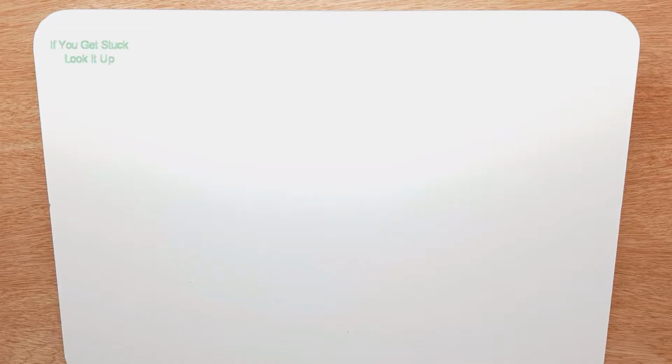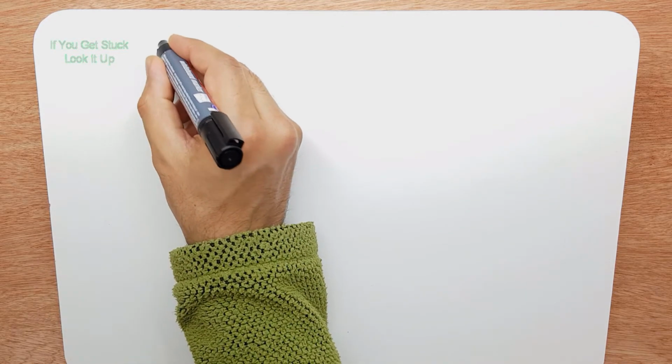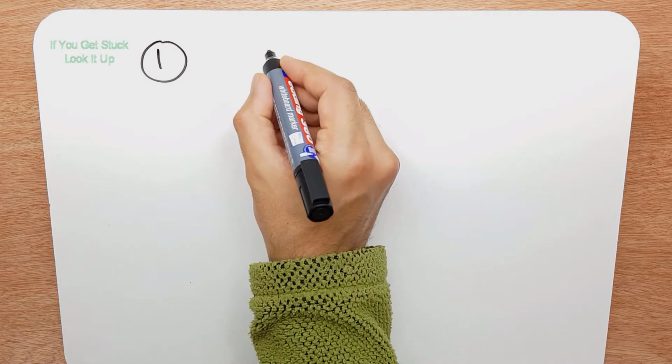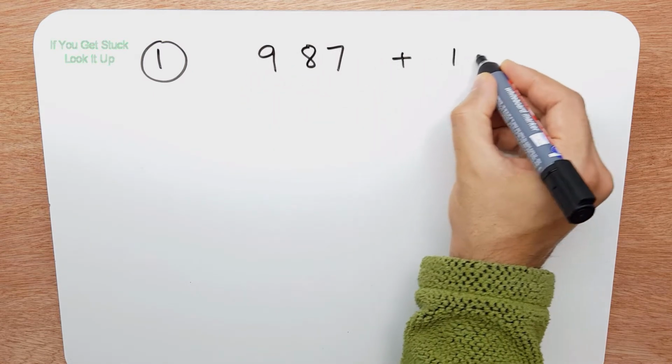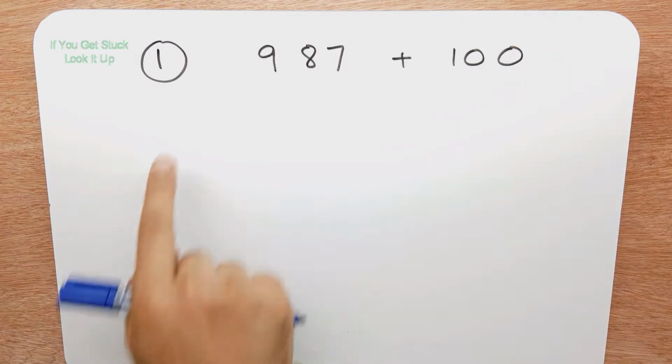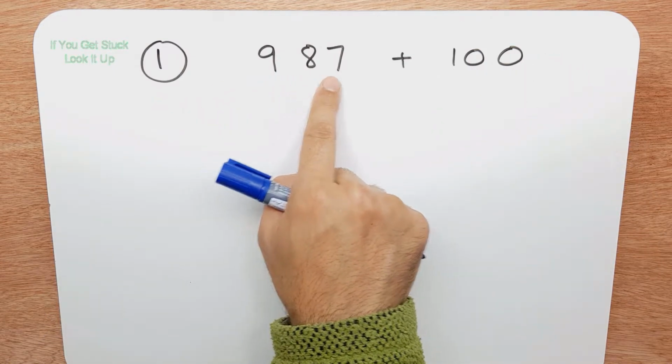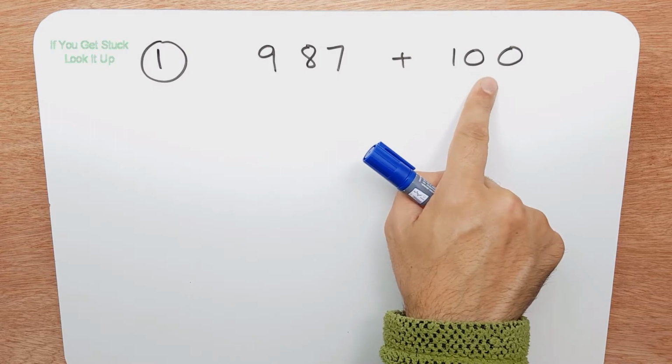This is the walkthrough for paper 1. So question 1 is 987 add 100.